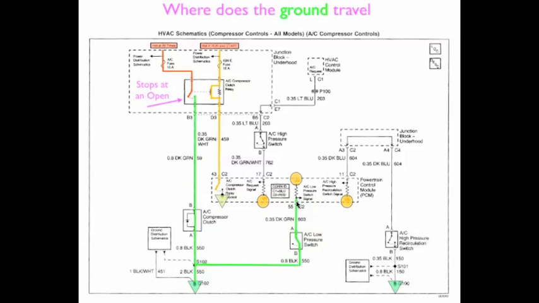Now if you look at the PCM, we've got ground and we've got power and we've got a resistor in between. How does this work? Since the power has access to ground, that power can travel through this resistor. It's going to change and become the signal to the PCM that the AC low pressure switch has worked.